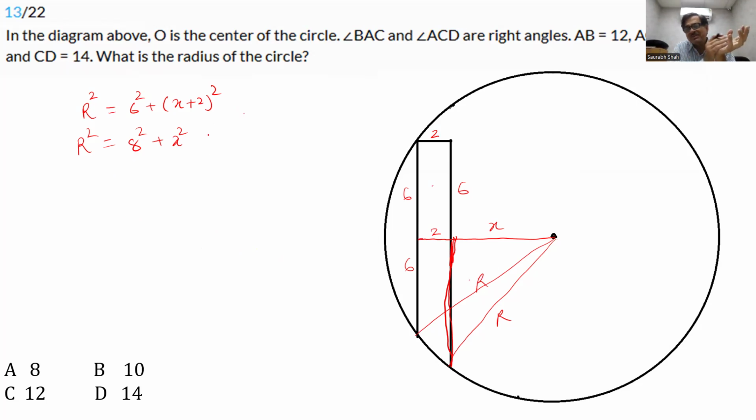Now, one more good thing is 6 and 8. This part of the half chord is 8. Obviously, this tells us that this would have also been a 2, but we are not concerned with that. 6, 8, 10 is a right angle triangle. We all remember this. You should have just looked at the option. You have an option 10. You should have tried the radius as 10 and made sure that 2 is got correctly.